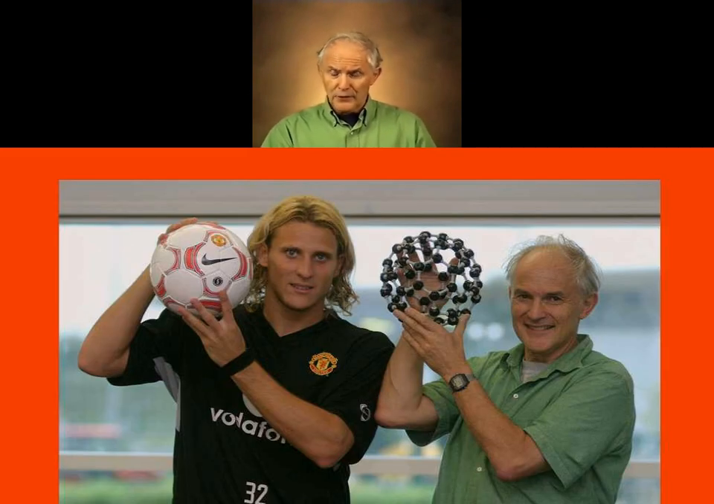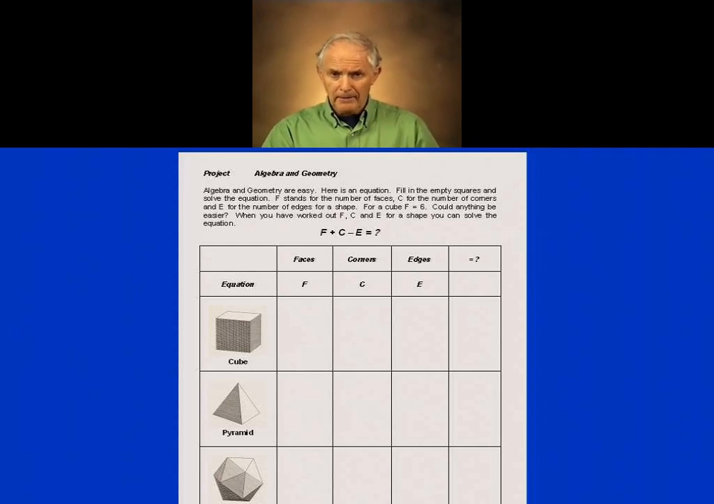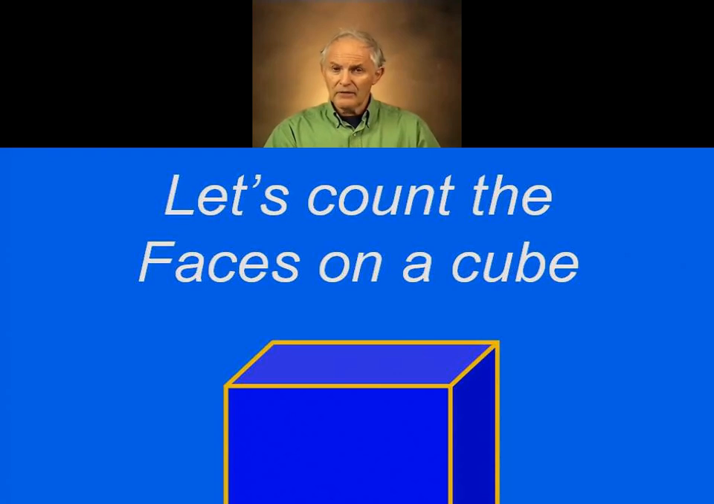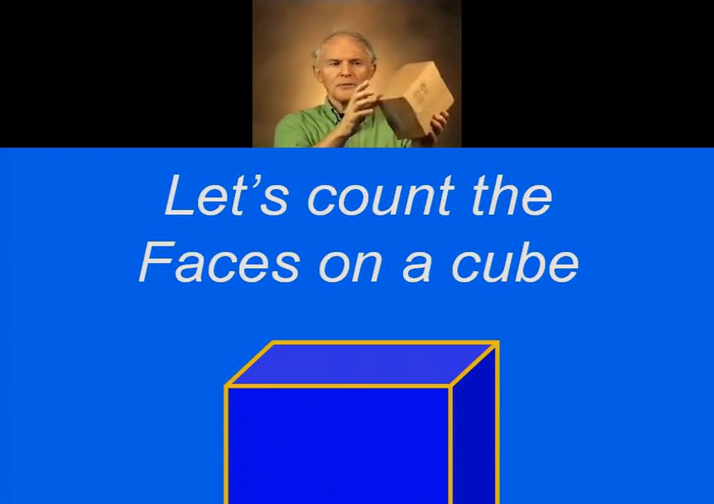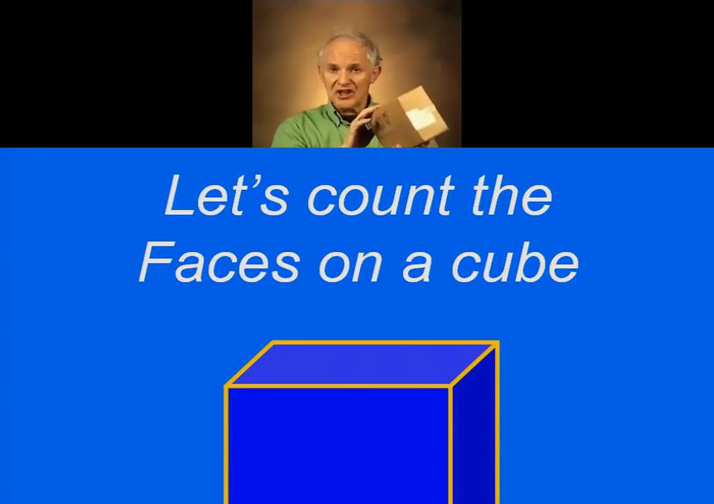Now then, first of all, you'll need this sheet, okay? You can download it from the website. Let's count the number of faces on a cube, or this box. There's one on the top, one on the bottom, 1, 2, 3, 4 on the outside, and therefore the number of faces on a cube is 6.